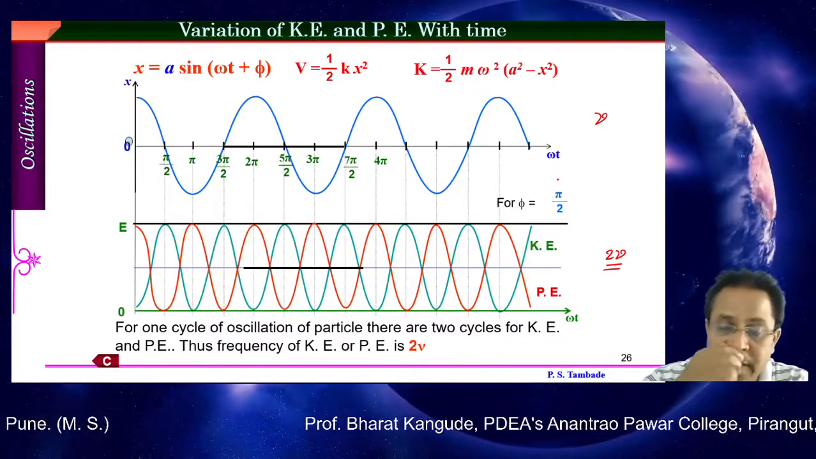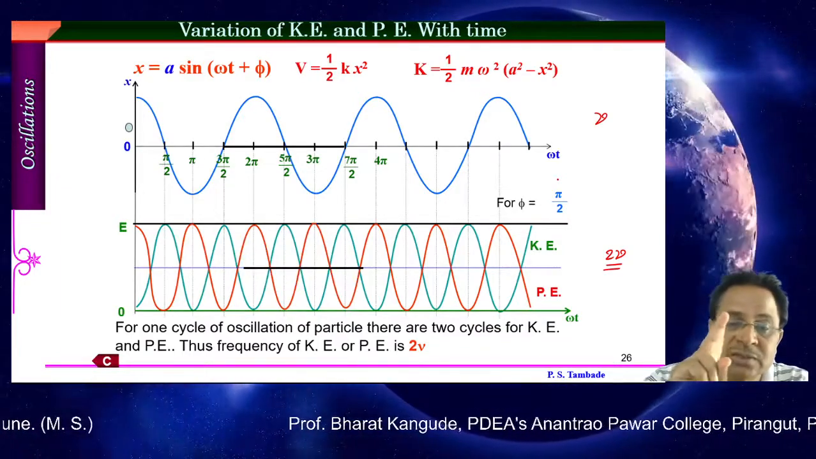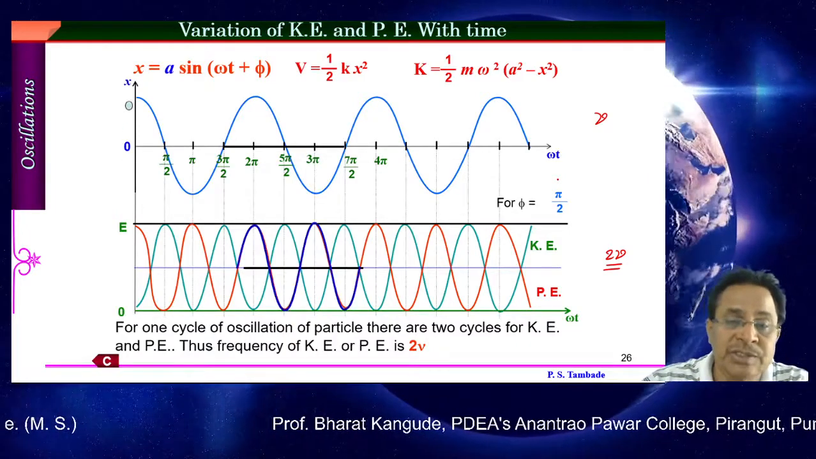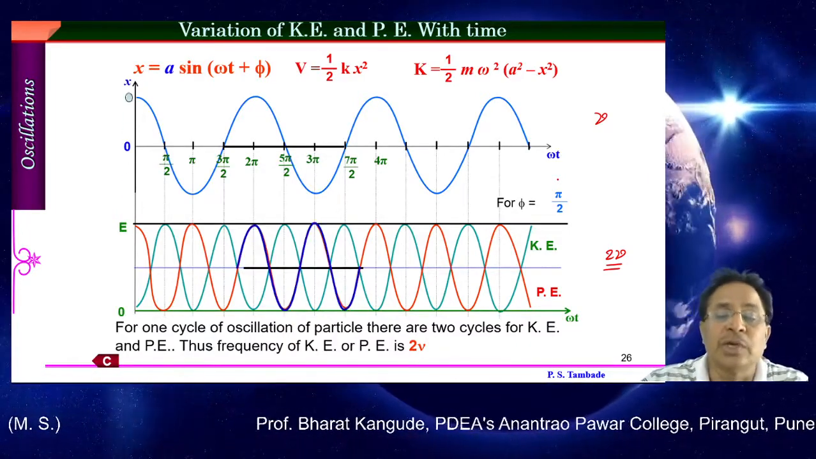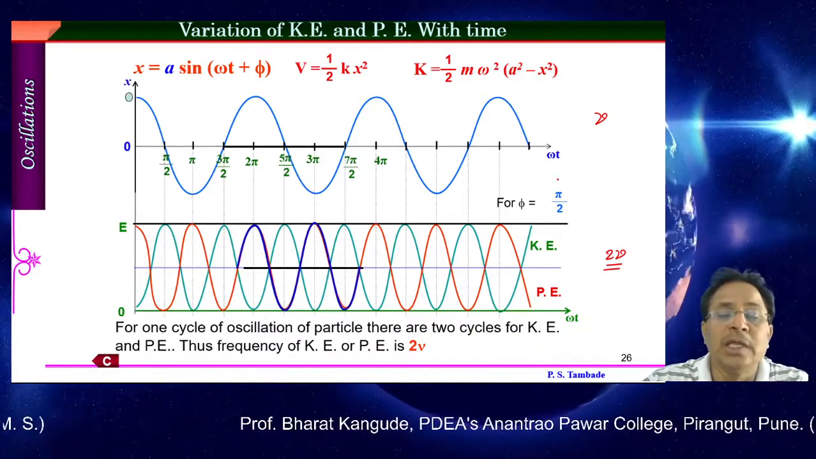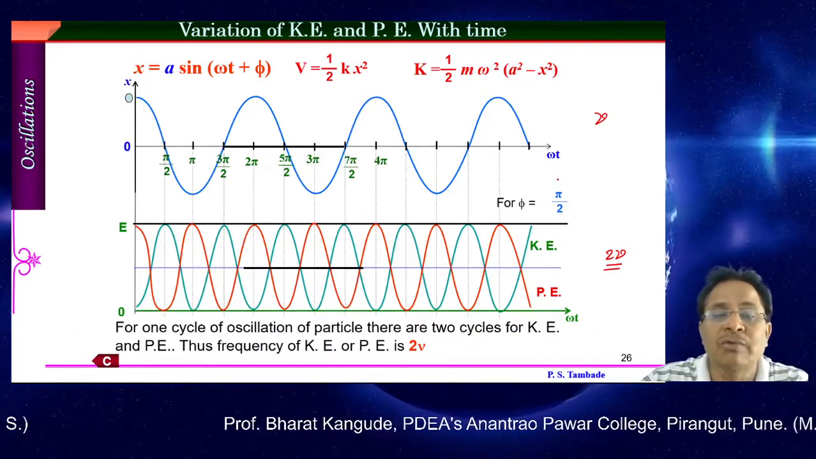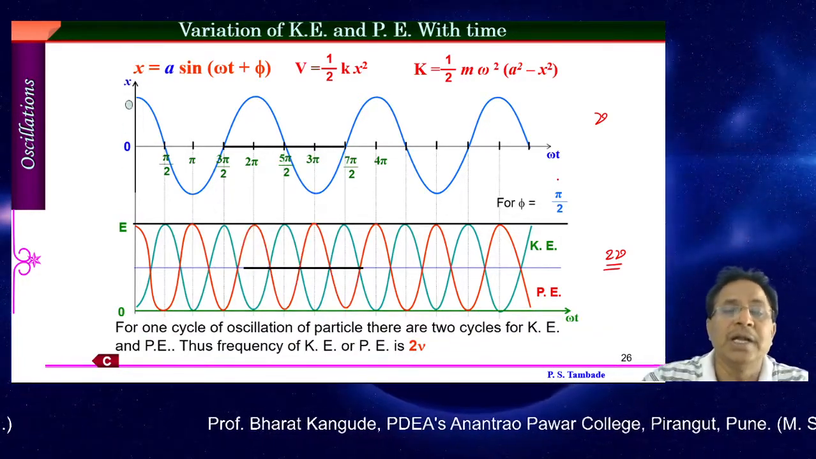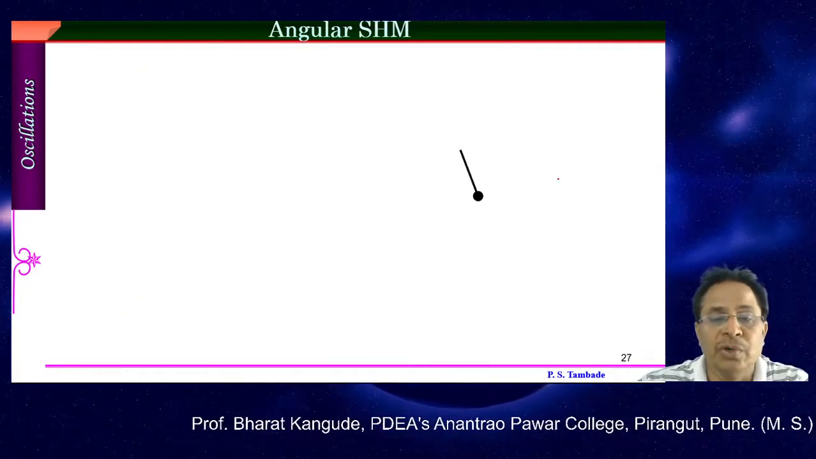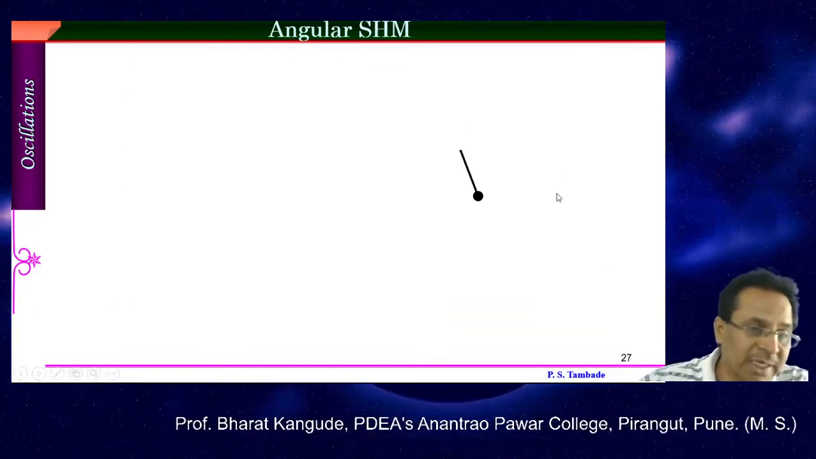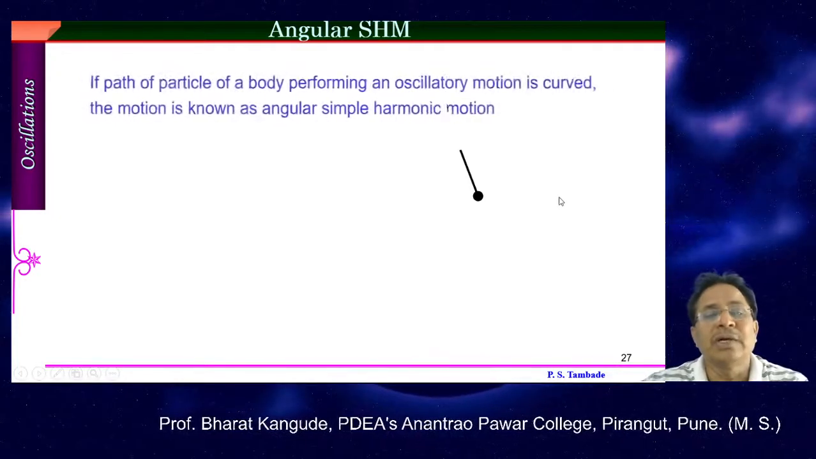So this is to be understood. Energy varies with twice the frequency. Kinetic energy varies twice, potential energy varies twice, but the total energy doesn't vary, it remains always constant, and that's how this can be understood from the simulation which we have shown here. Now this is what is related to the energy. We'll go for different types of oscillators.